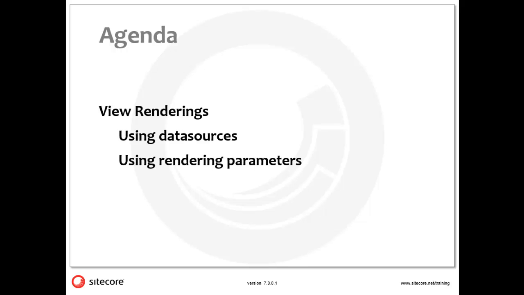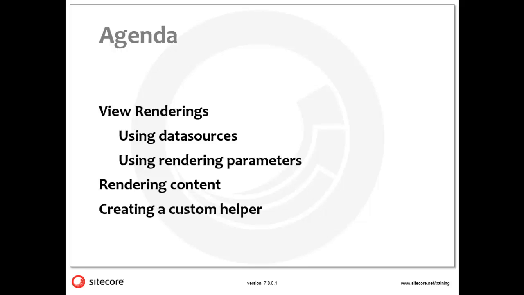Let's look at the agenda for this video. First of all, we're going to be looking in closer detail at view renderings, in particular how to access the component's data source and the rendering parameters. Secondly, we're going to look at how to render content using Sitecore's HTML helper, and also how to pass in parameters such as an image's max height. After that, we're going to create our own custom HTML helper. And finally, we're going to find out how to use our own models instead of Sitecore's rendering model.